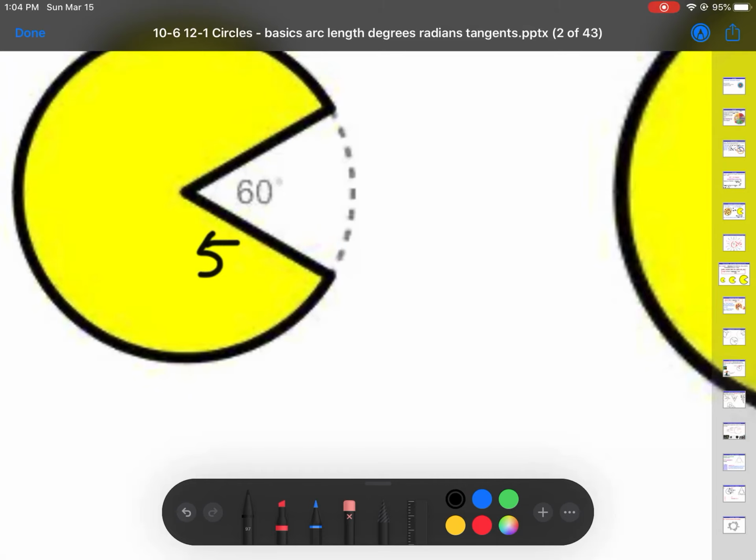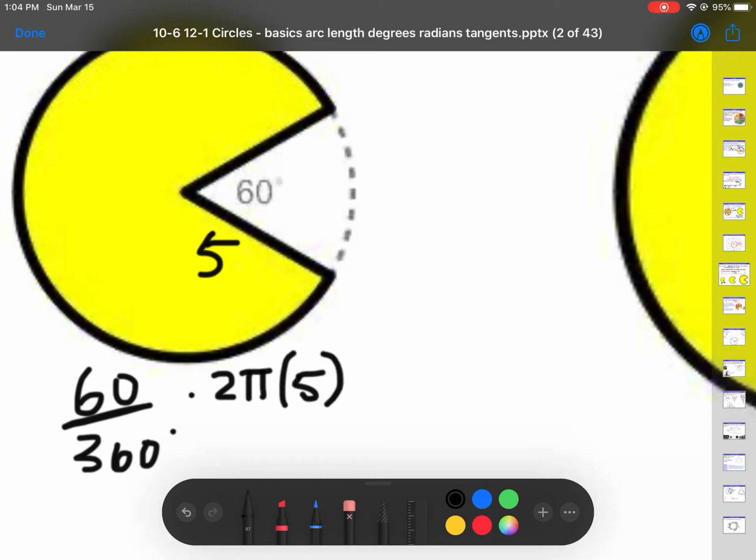So if that's 5 units, then we take 60 divided by 360. So that's a percentage of the total times 2 pi r, which, if you remember from the do now, that's the circumference. And so if we multiply that all out, we get 5 pi over 3. Those cancel out, so you get 1/6, and so you get 10 pi over 6, which reduces to 5 pi over 3.